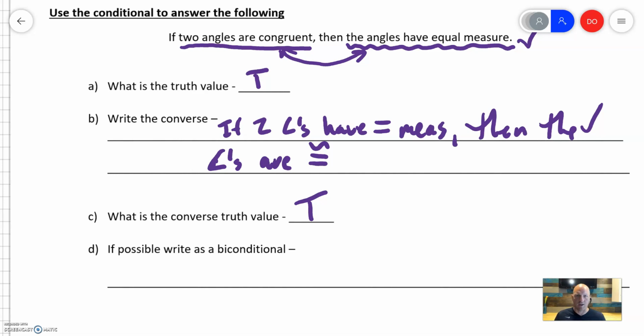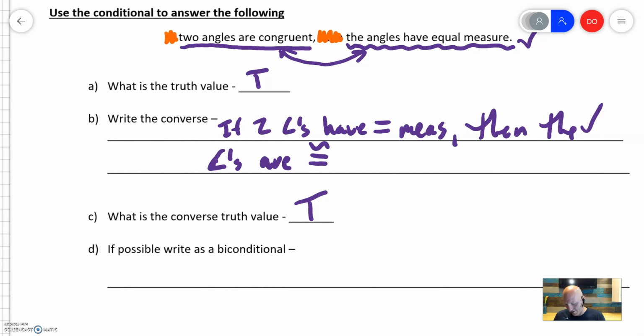So here we go. We're going to write if and only if in the middle of the phrase. We're going to drop the if, we're going to drop the then, and the hypothesis and conclusion will be separated with if and only if. Doesn't matter which one you write first. You could write conclusion if and only if hypothesis, or hypothesis if and only if conclusion. I'm going to write the conclusion first this time, but it's really irrelevant how you want to write it.